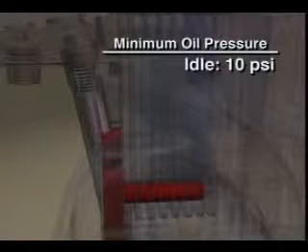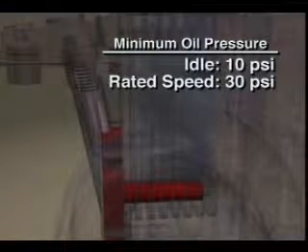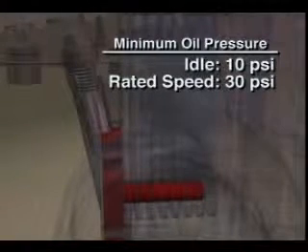At the same time, oil is directed to a cast-in passage in the oil cooler cover, leading to the oil cooler element. At normal operating temperature, the minimum oil pressure at idle is 10 psi. At rated speed, the minimum pressure is 30 psi.